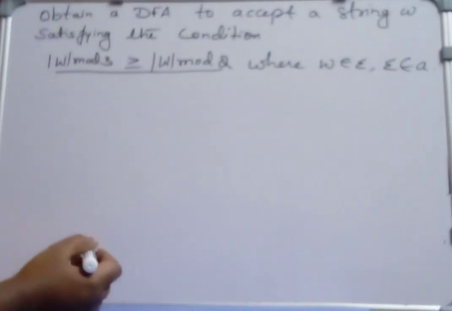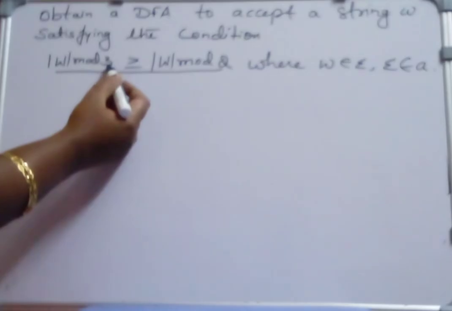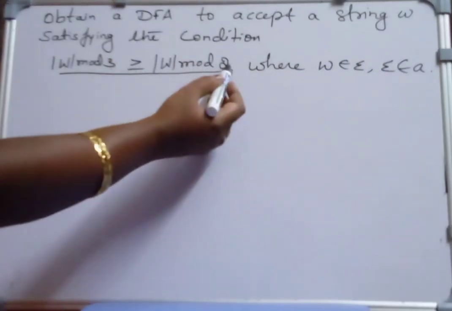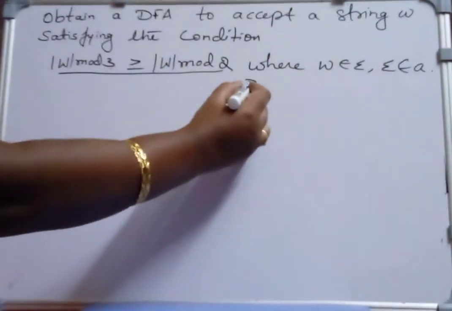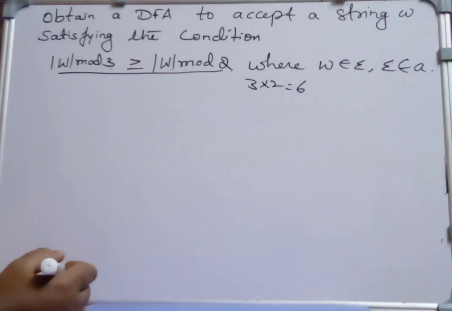To identify the number of states in the DFA, you see it is mod 3 and here it is mod 2. So here it is 3 and here it is 2. So you multiply 3 into 2, it is 6. It means that the DFA will have 6 different states.